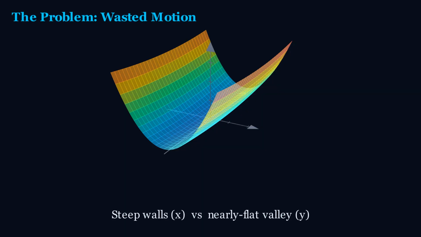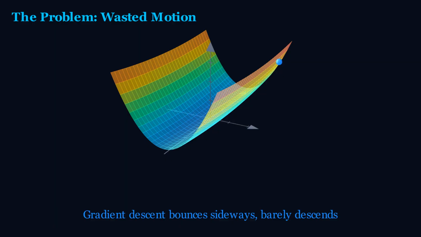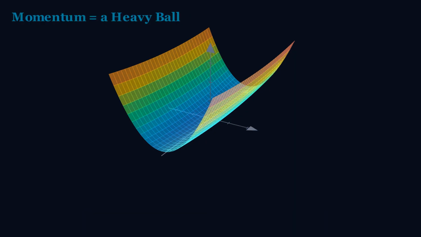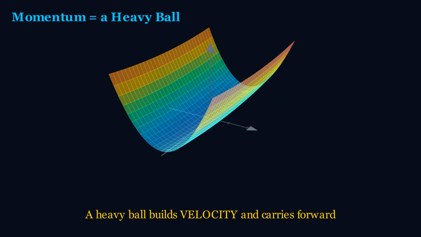Here's the trouble. This loss surface is a ravine. Steep in one direction, nearly flat in the other. Standard gradient descent takes a step proportional to the slope, so it overreacts to the steep walls. The result is this wasteful zigzag. Most of the motion is sideways, bouncing between the walls, while the direction we actually care about, down the valley, barely advances at all.